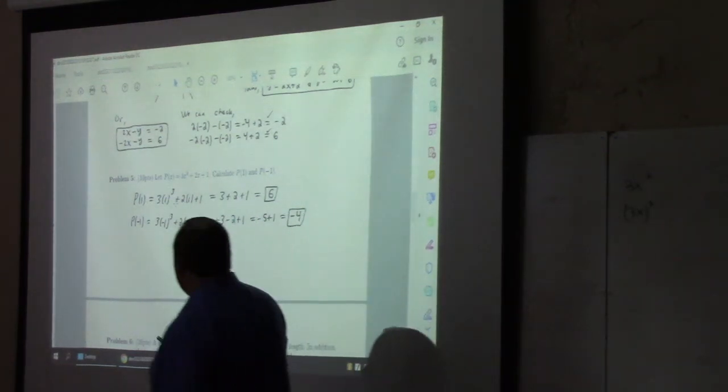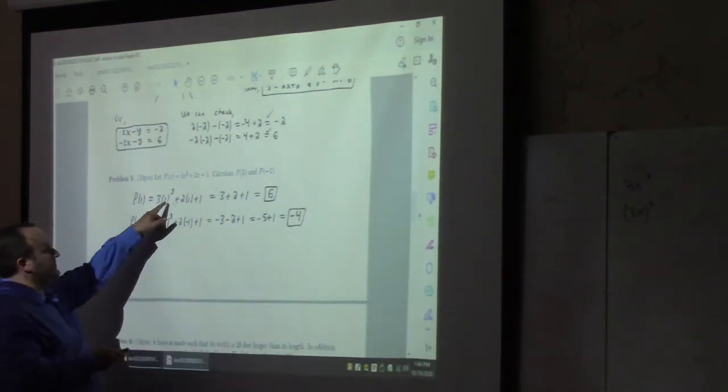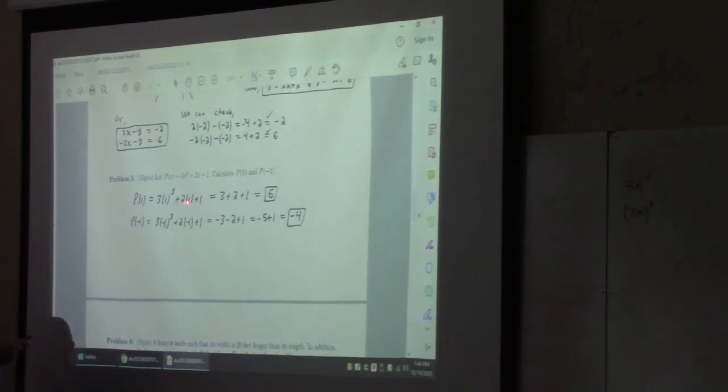So I have 3 times 1 cubed plus 2 times 1 plus 1, which gives me 6. And the next one, 3 times minus 1 cubed, well, minus 1 cubed is minus 1. And 2 times minus 1 is minus 2. So I got a minus 3, minus 2 plus 1, which gives me a minus 5 plus 1, which of course is minus 4. So a lot of people got this problem right. I meant to say a lot of people got this problem right.